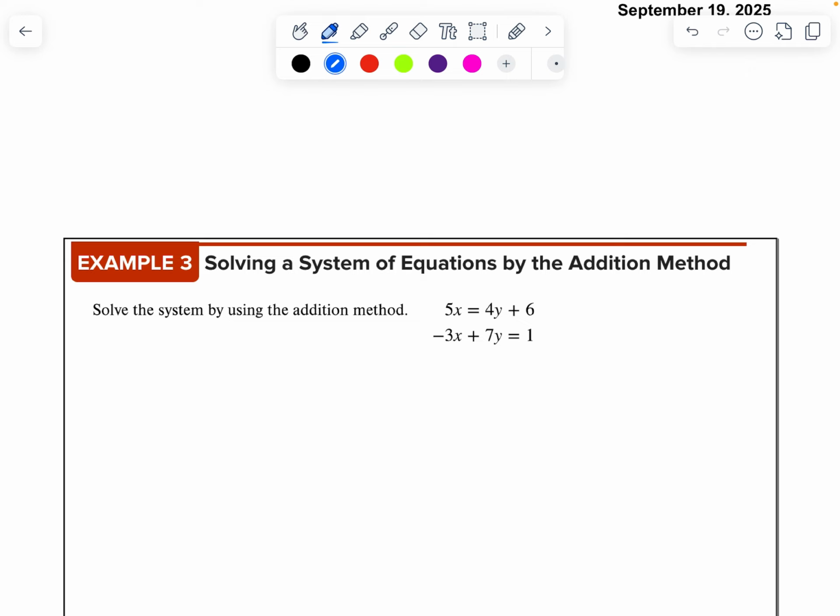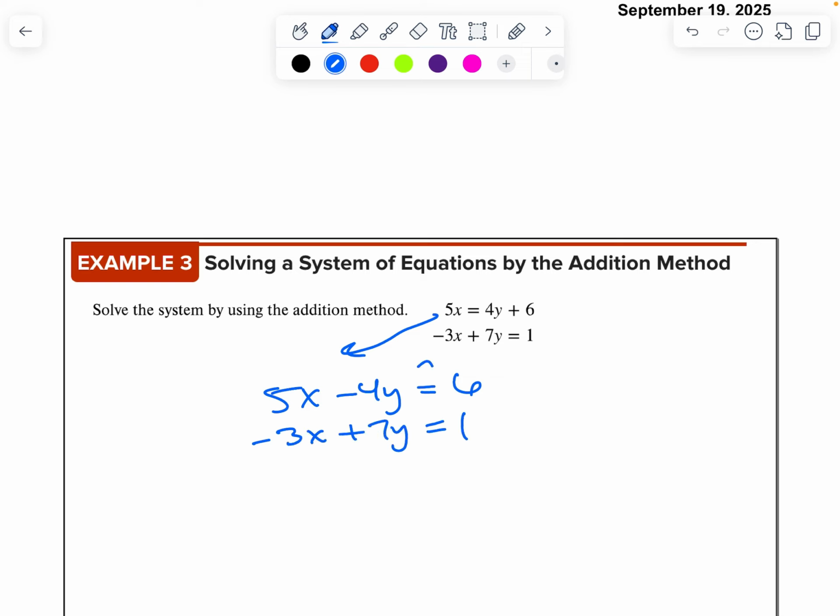So instead what I'm going to do is I'm going to get all of my variables lined up. And by lined up, I want my equals to be lined up as well. And I want x's first, y's second, or y's first, x's second, whatever. I want them all to be in the same order. So what I'm going to do, I'm going to rewrite this equation as 5x minus 4y equals 6.